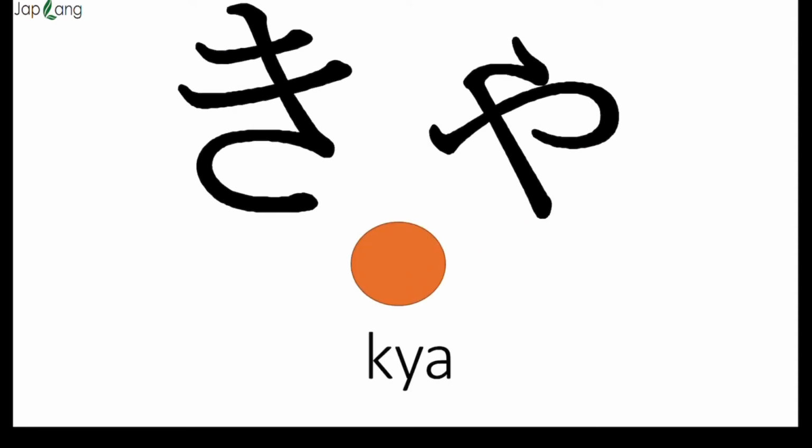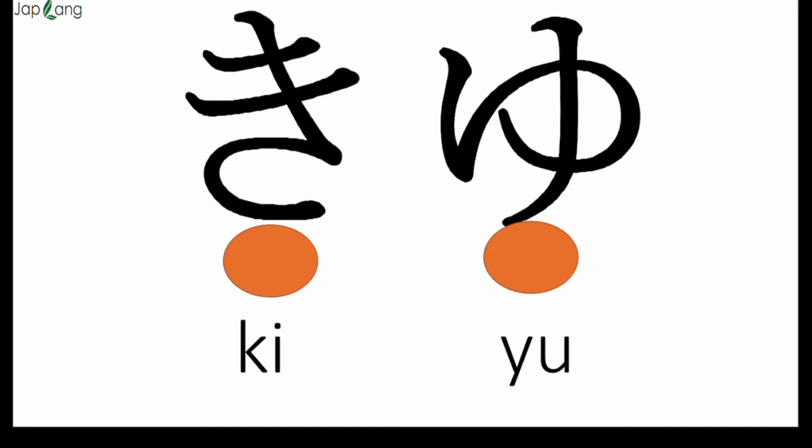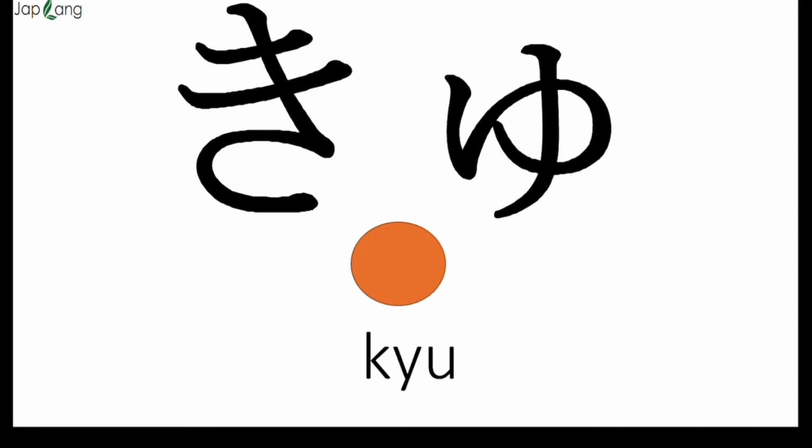Now how is the difference? If it is a big ki and a small ya, you can see the size, right? The ya size is almost half, so it becomes kya. So ki and ya becomes kya. Similarly, if you can see here, big ki and big u, the sound will be ki u. But if it comes with a small u, you can see the size again, it becomes kyu.